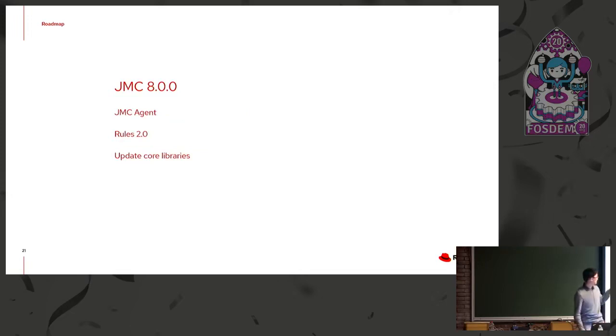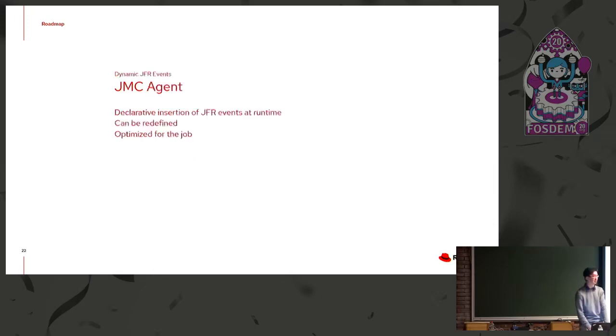So what are we adding to 8? 3 key things here: JMC agent, rules update, and then core library updates. I'll go into each of these. So the JMC agent is actually a quite neat tool. It's for dynamic insertion of JFR events at runtime. As I said earlier, you can extend your own events into the JFR system, but that does require writing annotations, etc., in the code, and then obviously recompiling, redeploying.